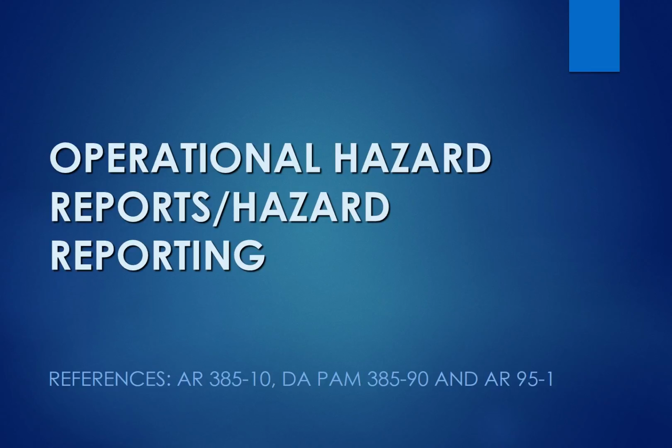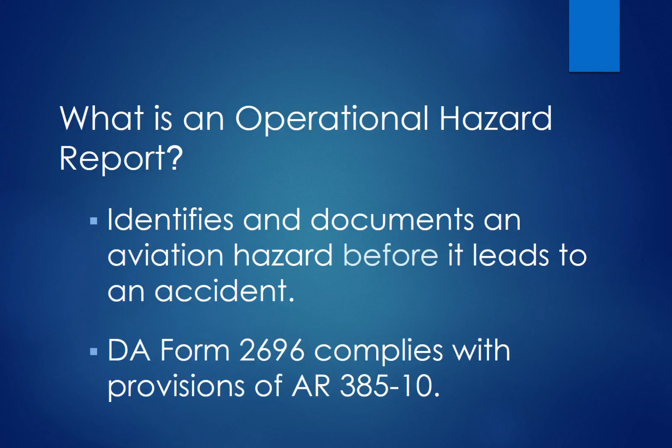Operational Hazard Reports, Hazard Reporting, references AR 385-10, DA-PAM 385-90, and AR 95-1. What is an Operational Hazard Report? An Operational Hazard Report identifies and documents an aviation hazard before it leads to an accident. An Operational Hazard Report uses DA Form 2696 and complies with provisions of AR 385-10.